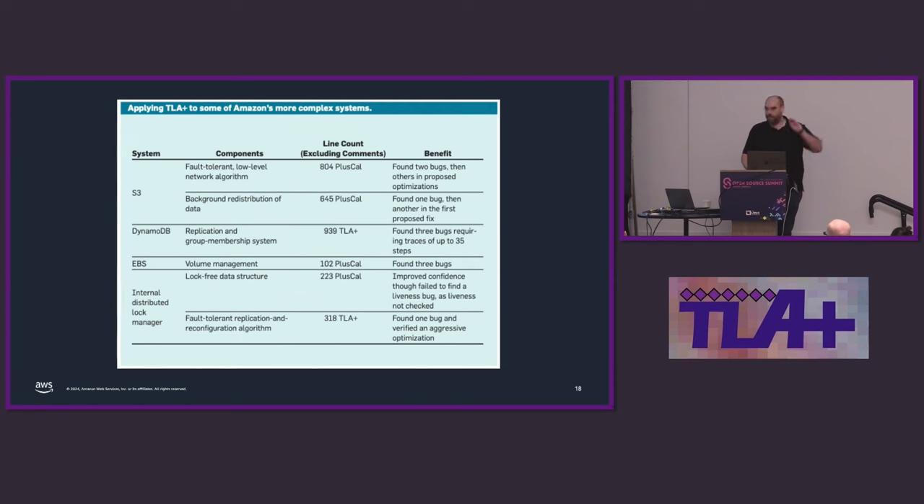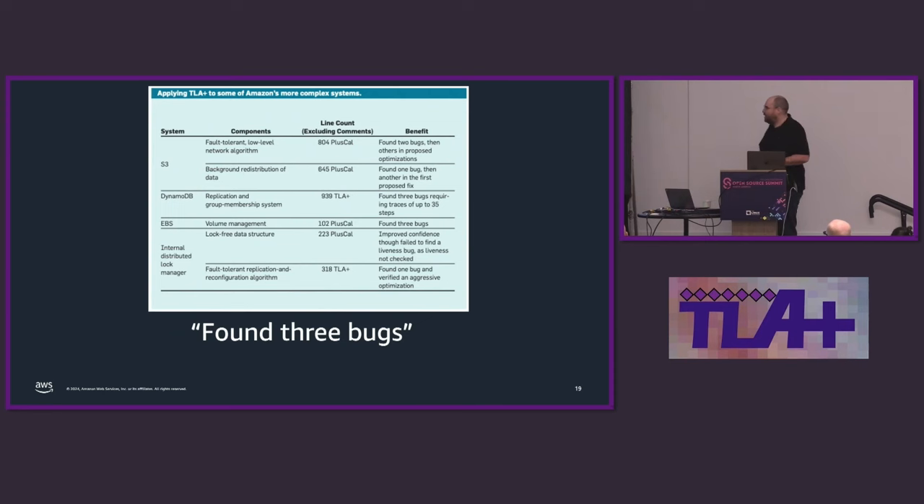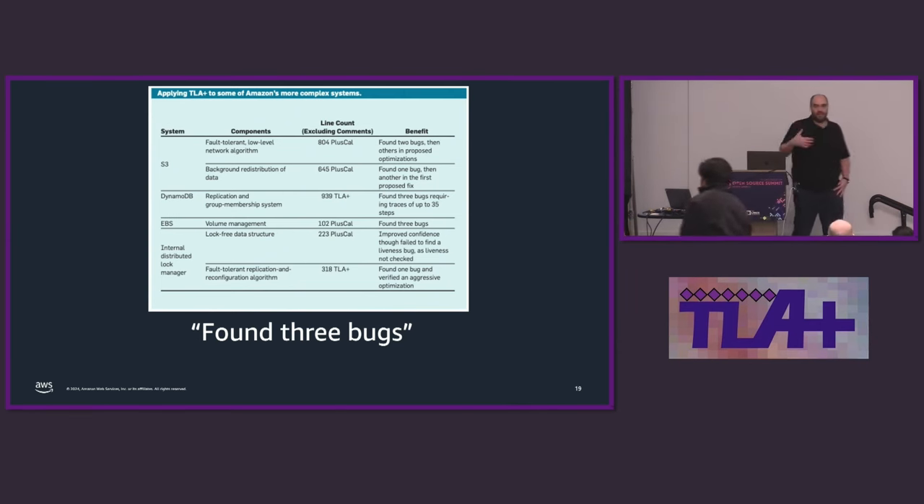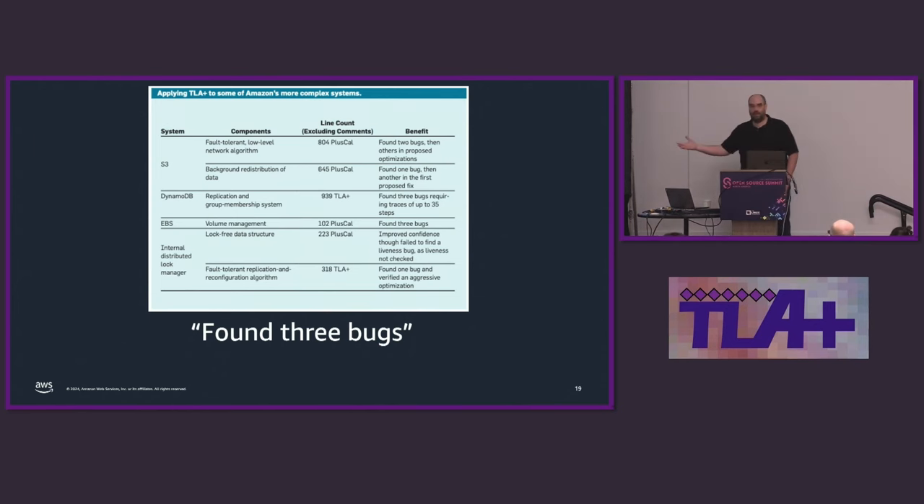So let me go through the things that made me excited about this table. Part one was we found three bugs, right? We found three bugs in the DynamoDB protocol. We found three bugs in one of the core protocols of EBS. And managed to fix our thinking and managed to get safety properties that we really liked and managed to find and fix problems before they affected our customers. And so that's obviously super powerful.